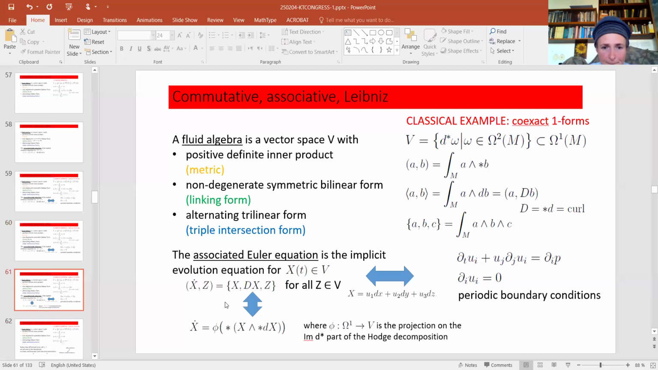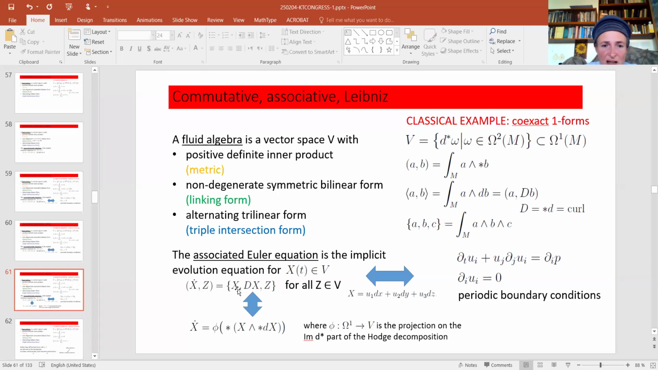Oh, sorry, I guess I missed something here, which was the curl. If we look at the linking form, it's the integral of A wedge dB. So this is star of star dB. In other words, this is the same as the bracket of A with some linear operator D on B. That linear operator is the curl. Star d is the curl. So you can think of it in this form, and this is the D that appears in here.